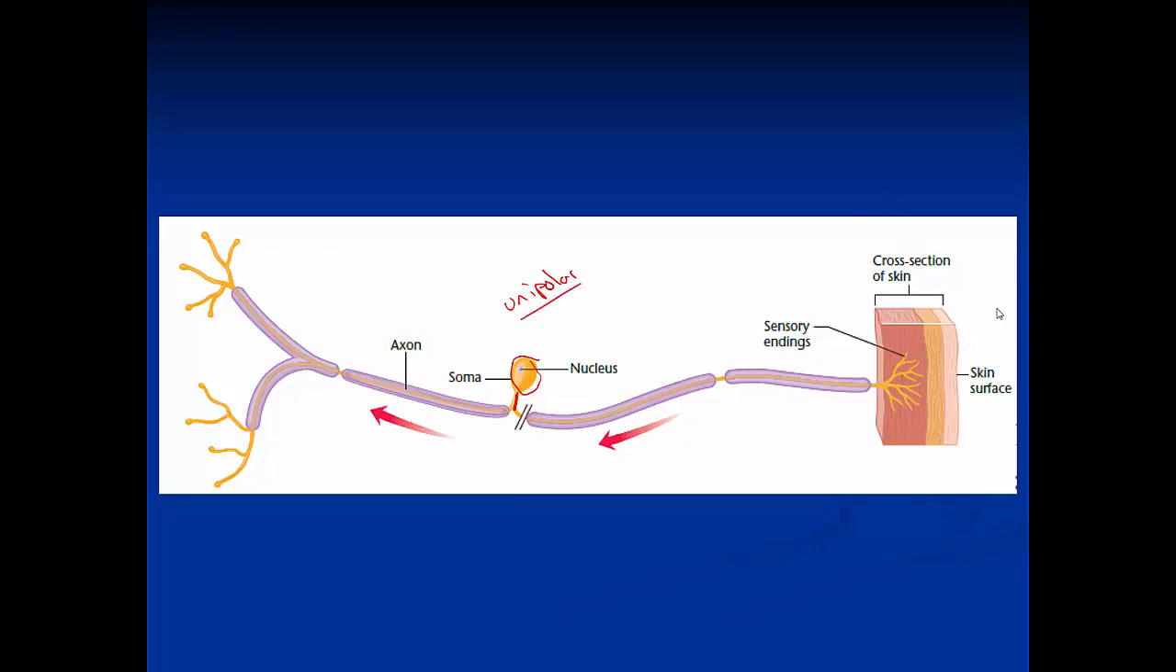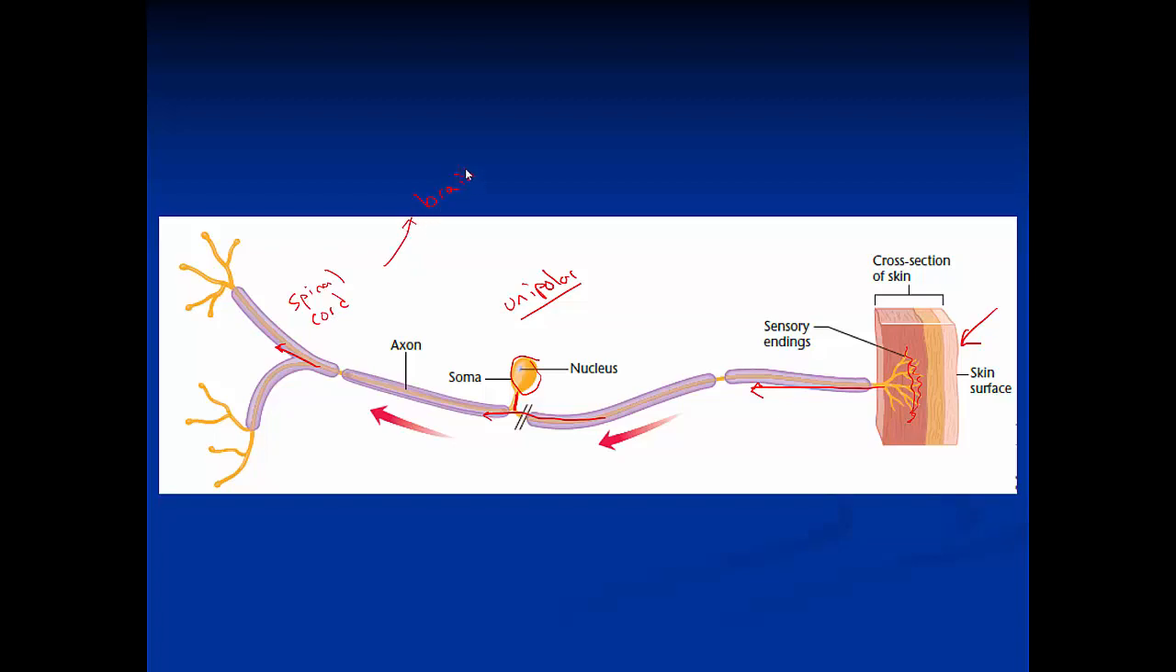Here we've got the skin. Something's going to touch the skin. Could be heat, could be pressure, could be vibration. That's going to stimulate these sensory endings in the skin. These are then going to send a signal from your skin down this axon into the spinal cord. From the spinal cord, it's then going to get carried up to the brain.